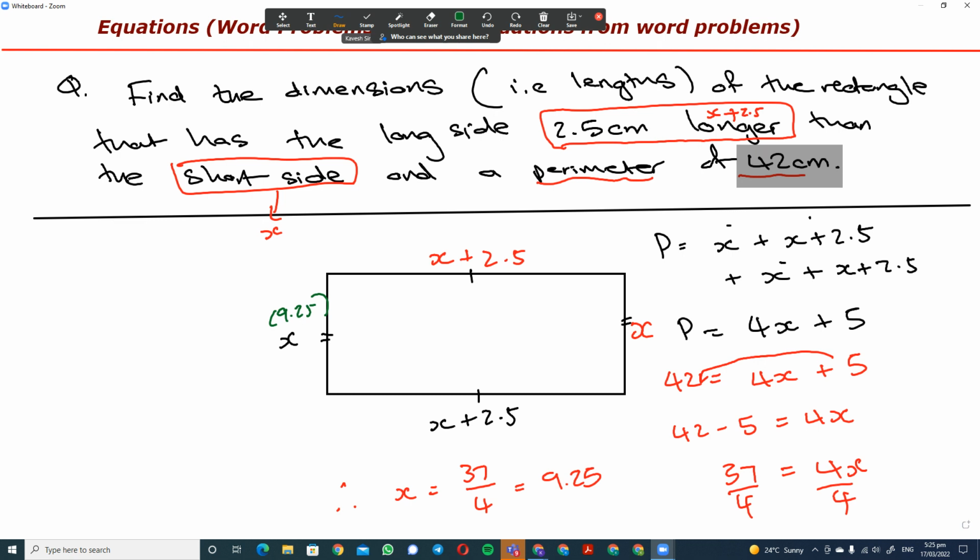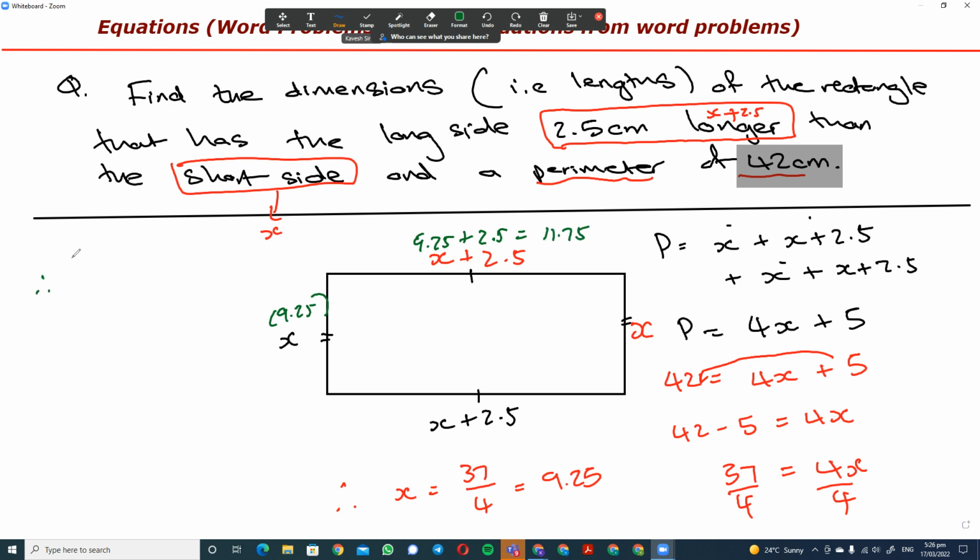And we then add 2.5 to the other side, because that's what they want. They want to find a dimension. So we're going to plus 2.5. And what is 9.25 plus 2.5? So I'll put it in here. 9.25 plus 2.5 gets me 11.75.